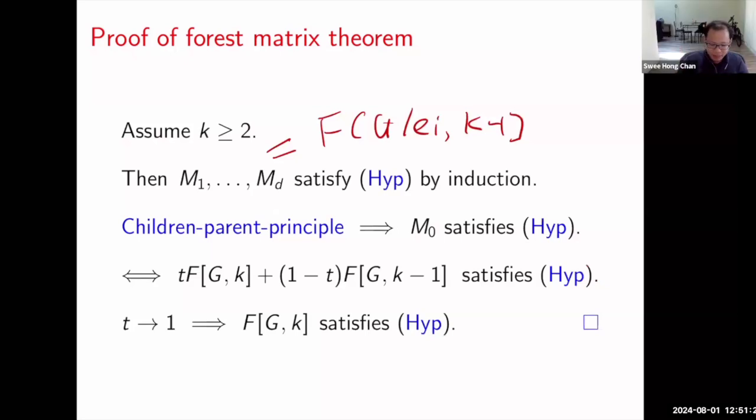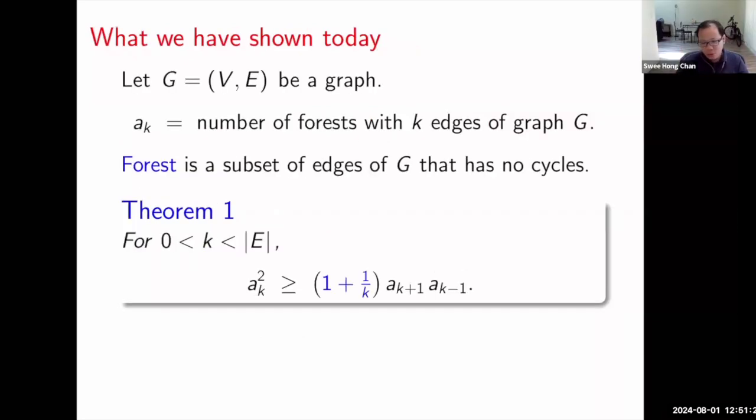Okay, everybody's happy? Okay, so in conclusion, what we have shown today is that we have proved Mason's conjecture for the case of graphs. We have shown that this sequence, a_1 up to a_n, satisfies what we call the strong log-concavity property.